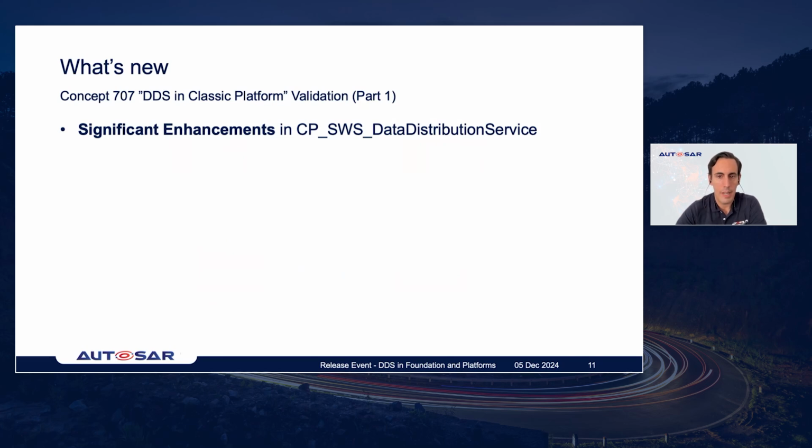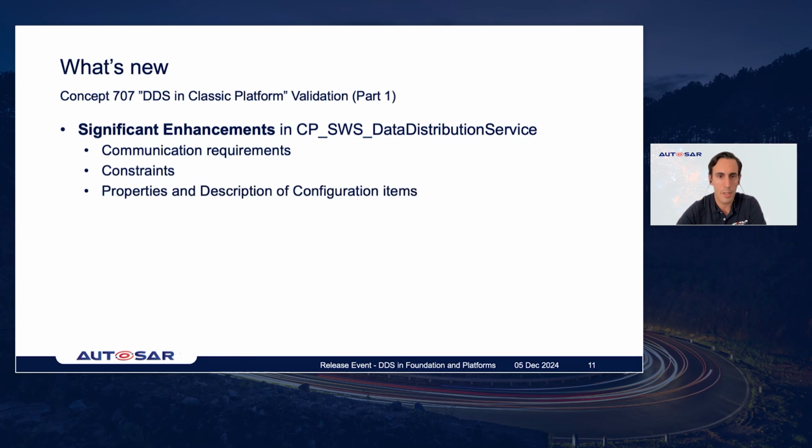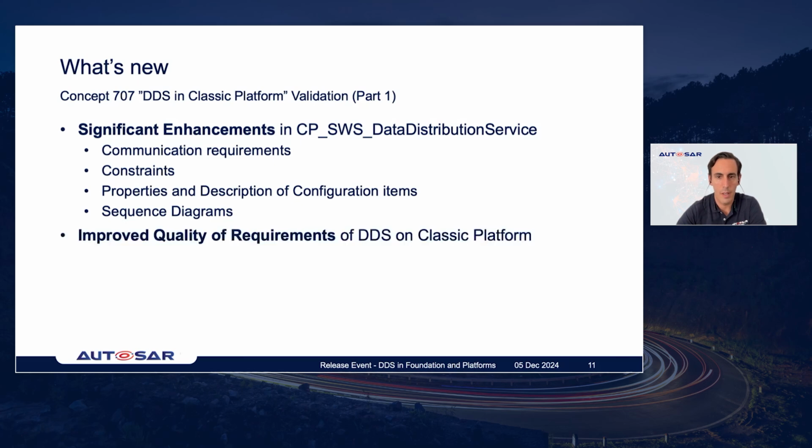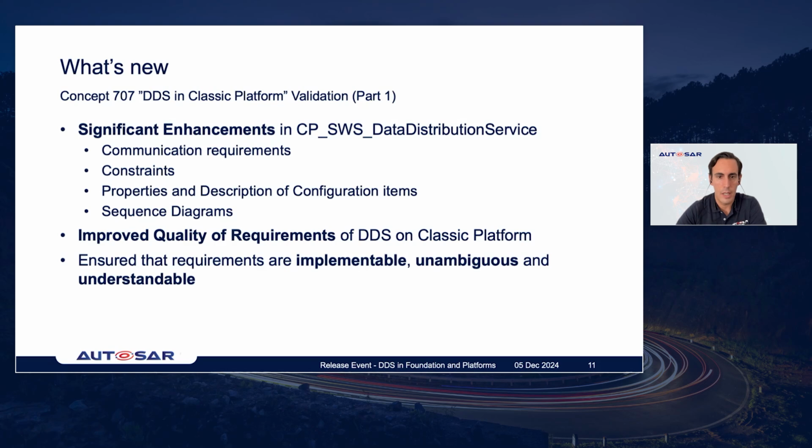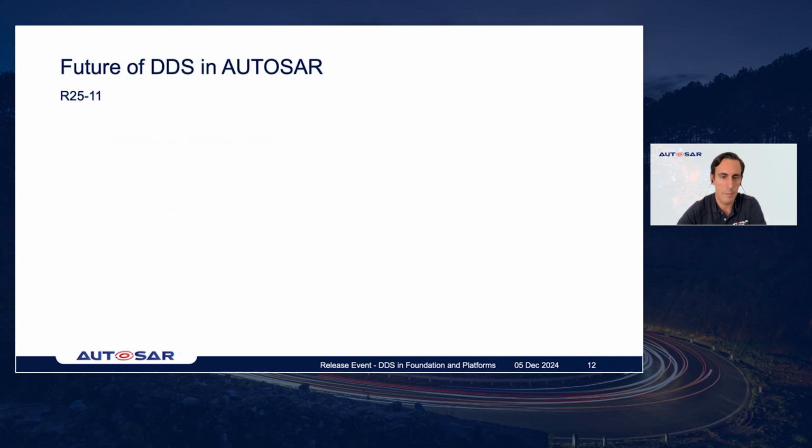Okay, so by the way, this has been accomplished by a company named Avin Systems with support from both Huawei and RTI. This brings a significant set of enhancements in classic platform DDS, the Data Distribution Service, so better communication requirements, better constraints, and better properties and description of configuration items, along with sequence diagrams. This also brings improved quality of requirements for DDS on the classic platform, and it ensures that requirements are implementable, unambiguous, and understandable.